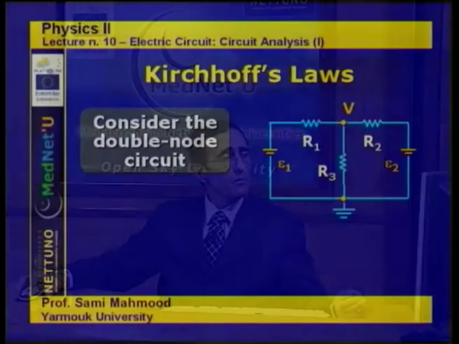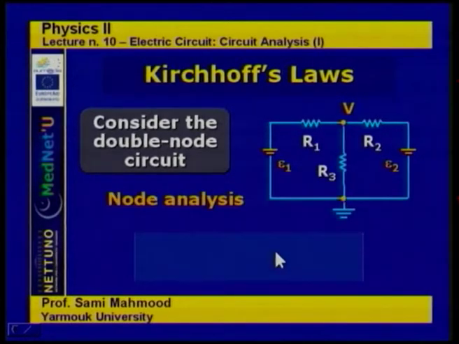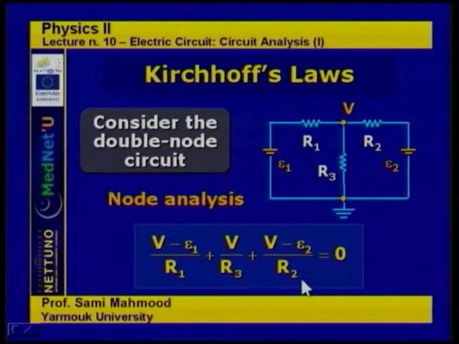And now, as an example, we consider the double node circuit. This circuit is somewhat simpler than the previous circuit. We have two nodes, this one node at potential V, and this other node, which we can set as 0 volt just for reference, of course. Using the node analysis is simple, because in this case we will have only one equation to determine the one potential V, and from that we can determine all the branch currents, which are 3 branch currents.